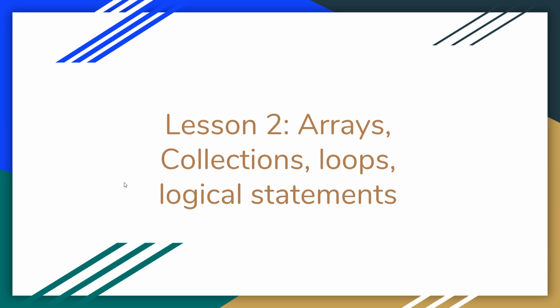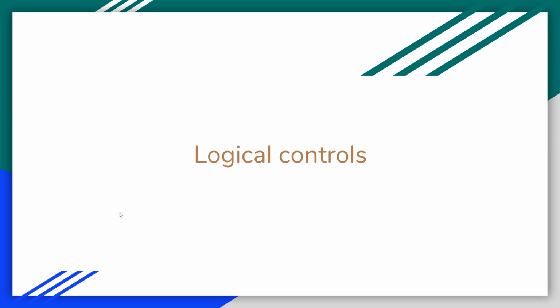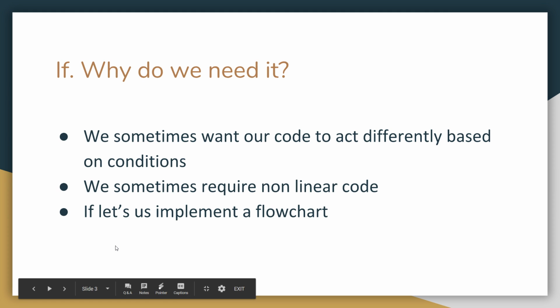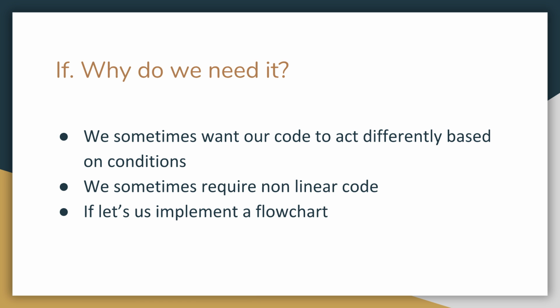Okay, let's get started. So today's topic is arrays, collections, loops, and logical statements. So first let's cover logical controls. The most basic logical control is if. Why do we need something like that? It's needed because we want to implement a flowchart in our code. We often don't want code to be linearly executed. We want to execute it based on some conditions. And that's why we use if statements.